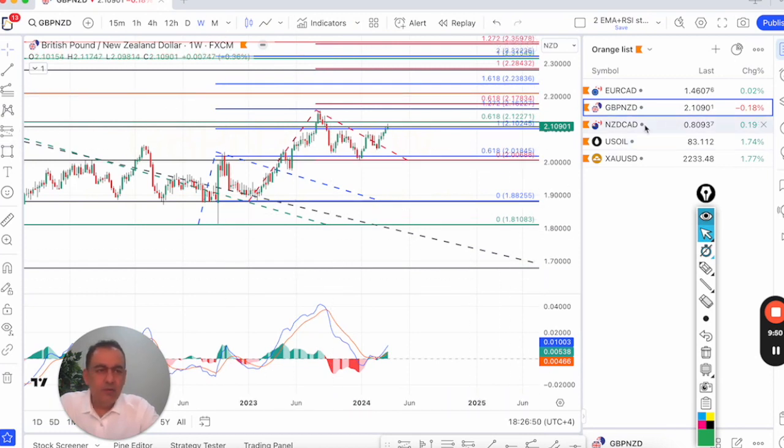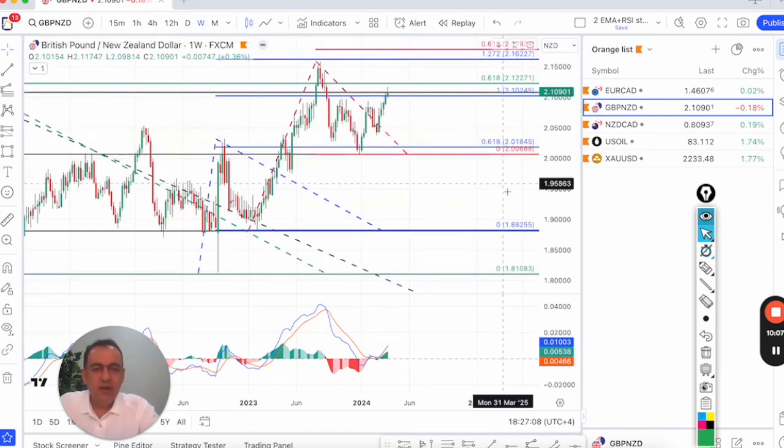So in the longer run, right now we are at 2.10. So in the longer run, pound New Zealand is expected to touch at least 2.28 to 2.30, and the first target would be 2.20. So this is the plan based on the weekly chart. Now I'll move back to the lower time frame, that is the daily chart.